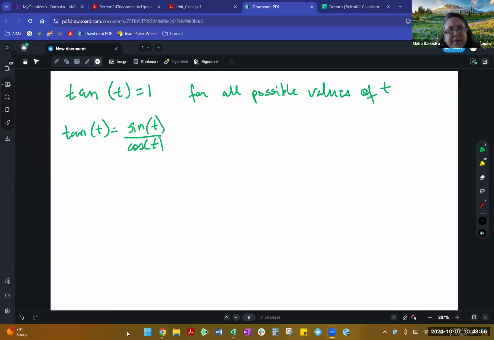Mickey, very good. Yeah. And then what is the period of a tangent function?